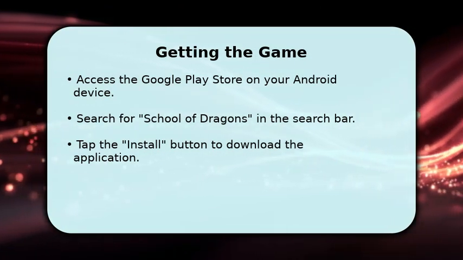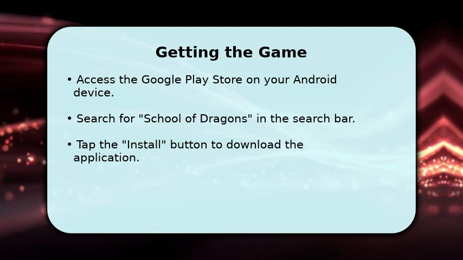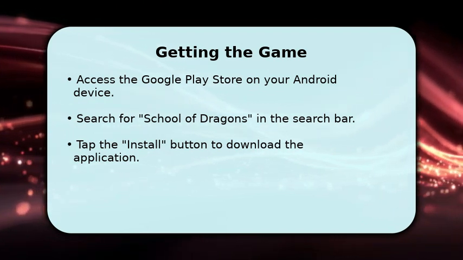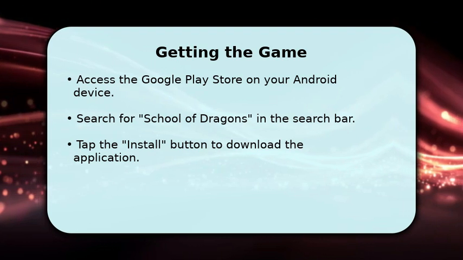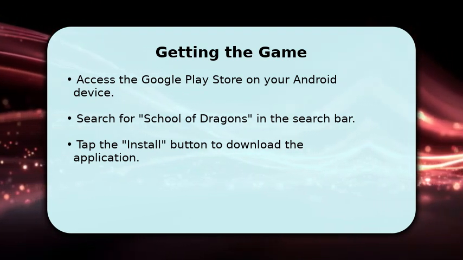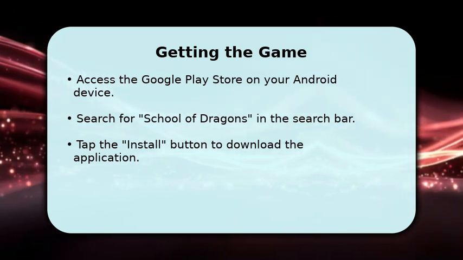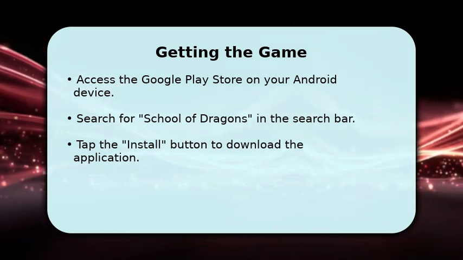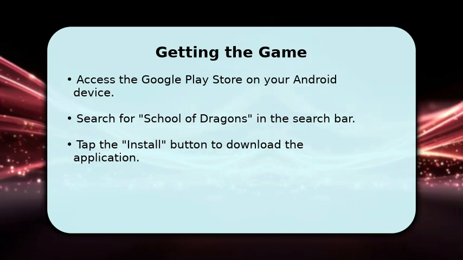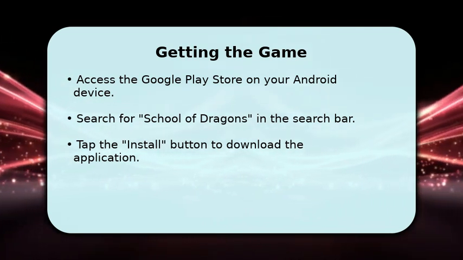The first step is to get the game onto your device. Simply open the Google Play Store, which is usually found on your home screen or in your app drawer. Use the search bar at the top to find School of Dragons. Once you locate it, tap the Install button. The initial download is relatively small, about 100 megabytes, but expect more content to download once you launch the game.